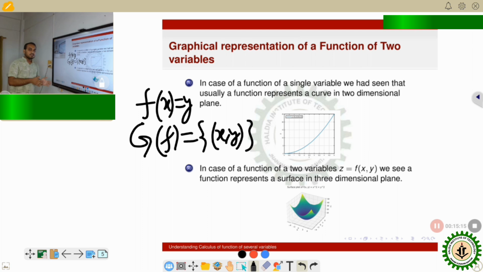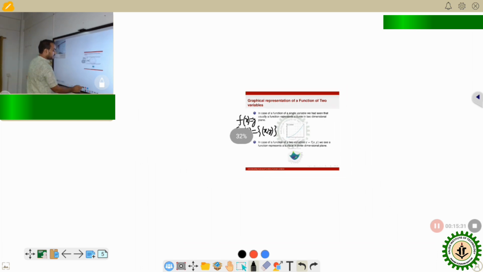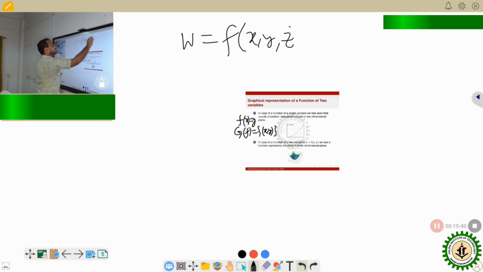Similarly, if we increase the input variable from 1 to 2, and now if we increase it to 3 variables, that is w equal to f of x, y, z. We have increased the input variable.